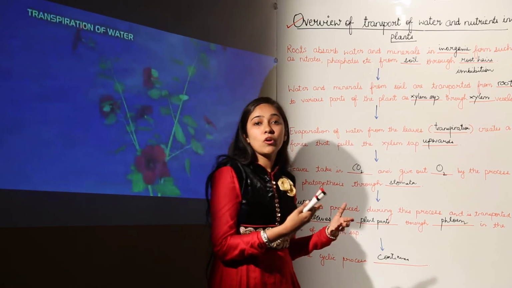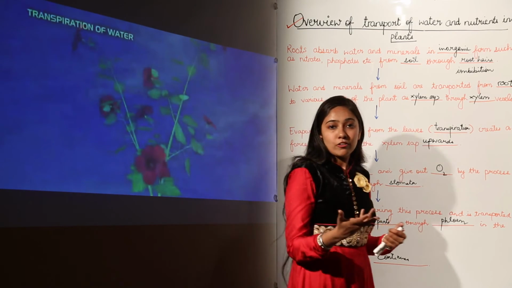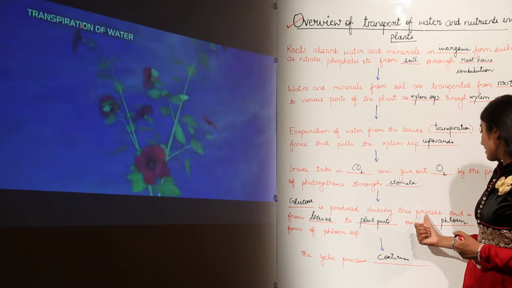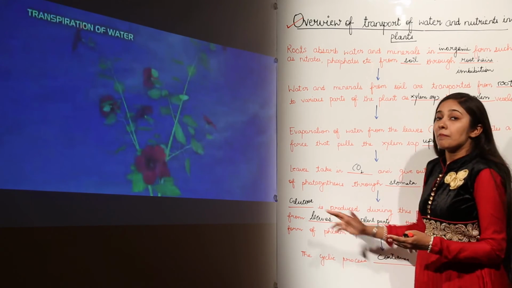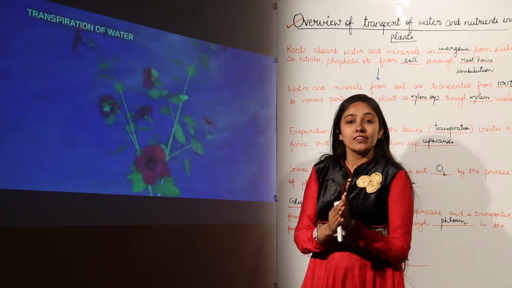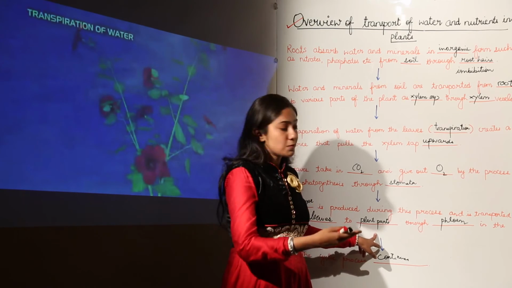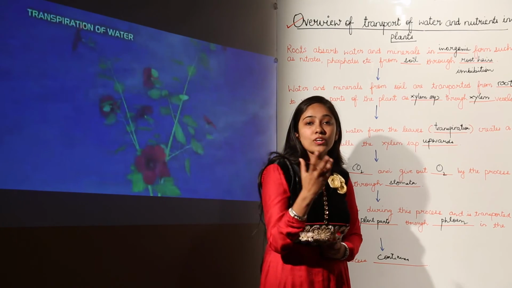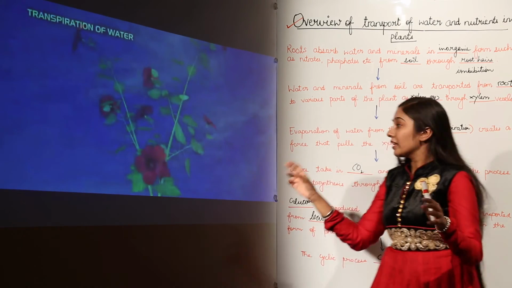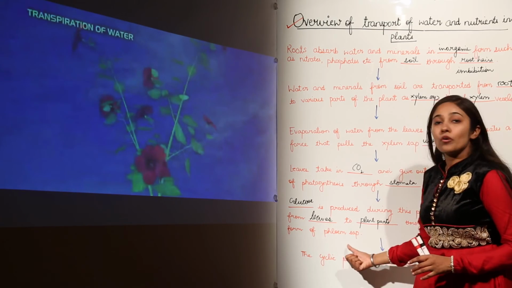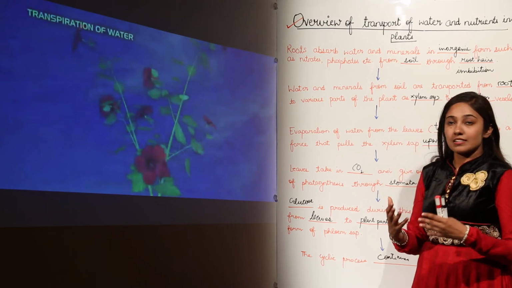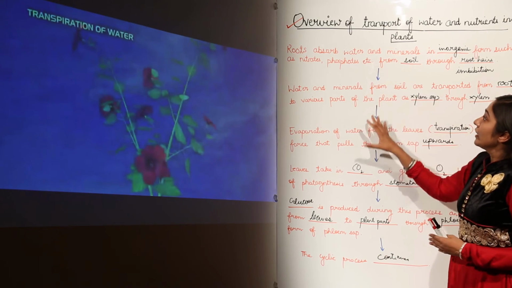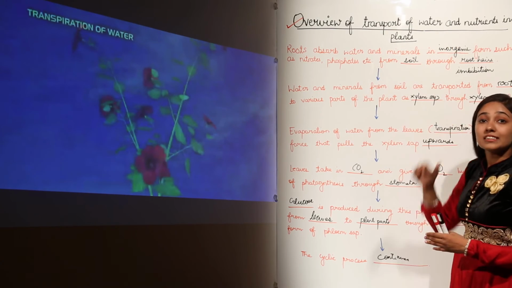Next, what is the end product of photosynthesis? Obviously, food is manufactured and that food is in the form of glucose. So, glucose is produced during this process and it is transported from leaves. Because the food is prepared in the leaf of a plant, it is going to transport it to all the plant parts through phloem in the form of phloem sap. That food is transported in a liquid form, also known as phloem sap. And this whole cyclic process is going to be continued. So, this is how transport of water and nutrients in plants takes place.